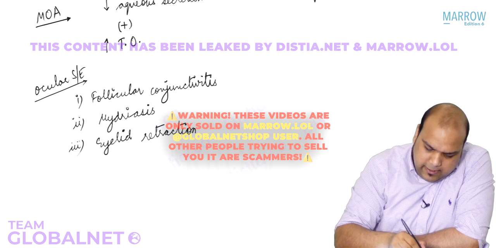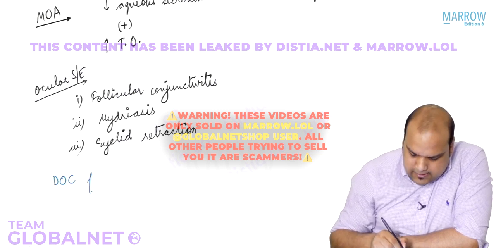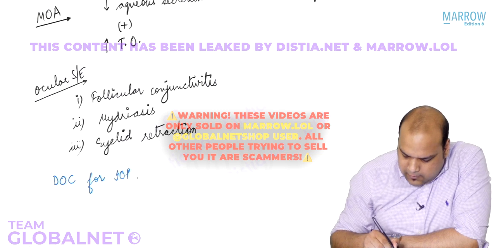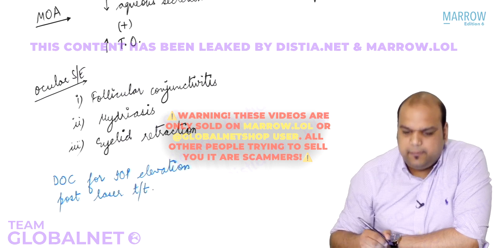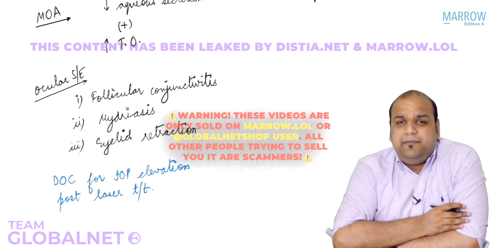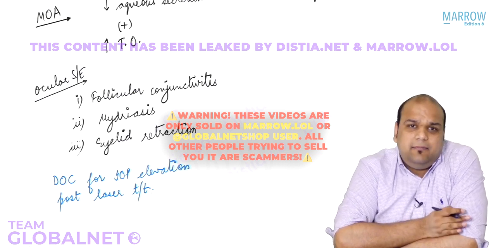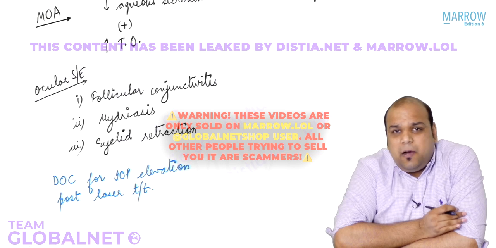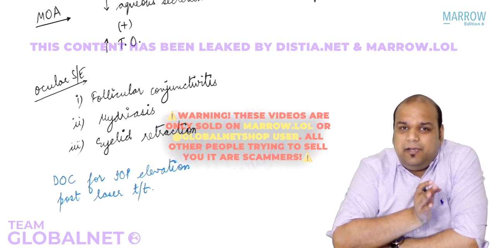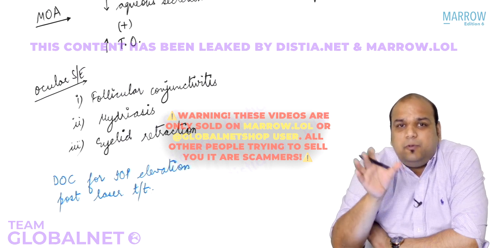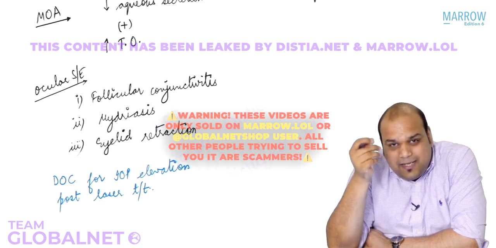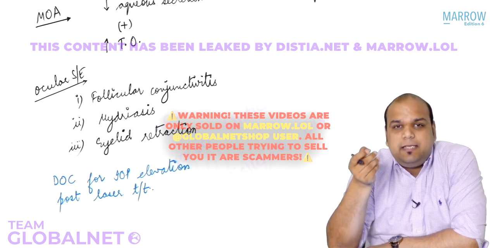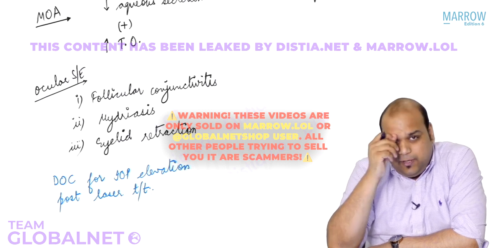Also remember, apraclonidine is the drug of choice for IOP elevation post laser treatment. Whenever you do any laser procedure in the eye, your IOP is bound to get elevated. Laser is a beam of energy. Some of the energy is lost and transferred to aqueous and everything. So the IOP gets increased. So for all post-laser cases, when you know the IOP is going to increase, you have to prescribe apraclonidine. Okay, everybody? Please remember this.